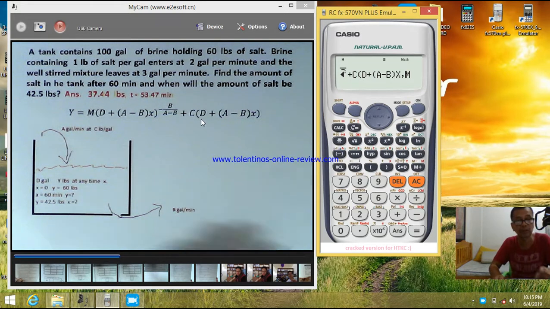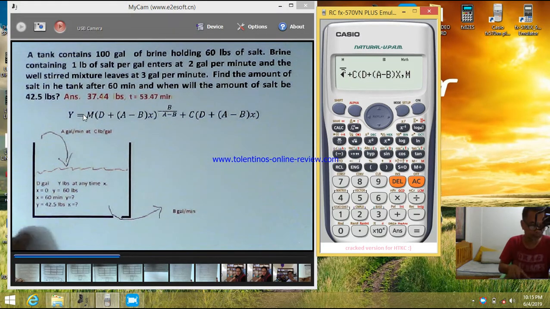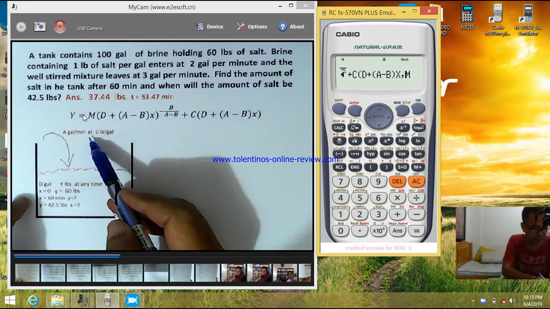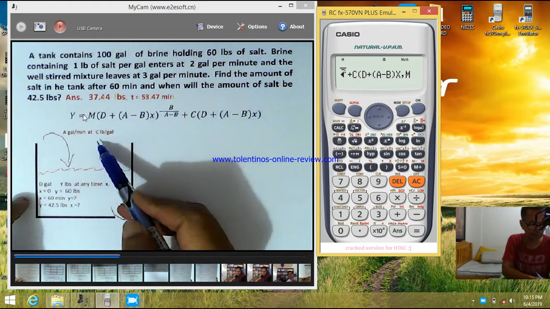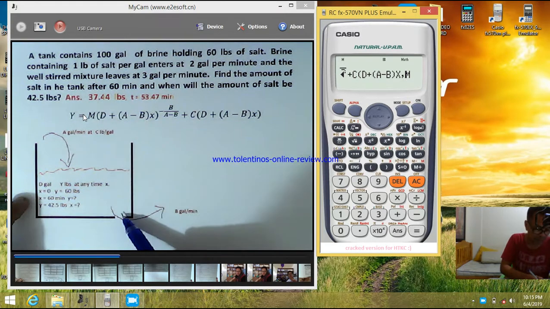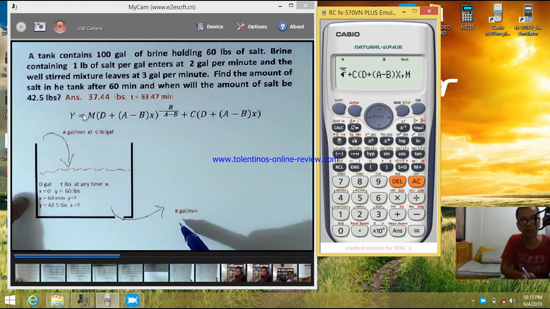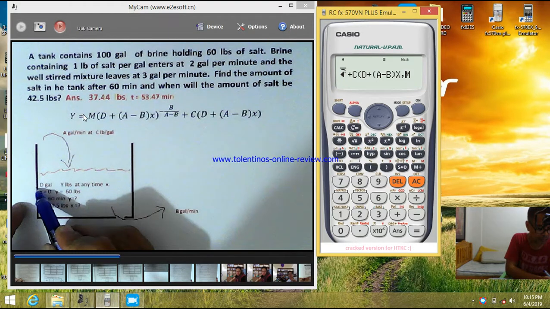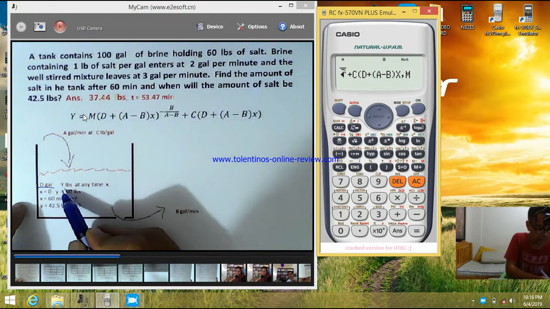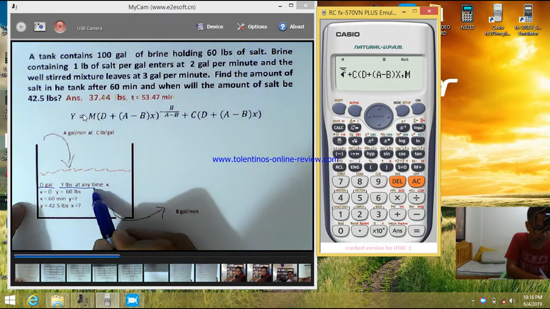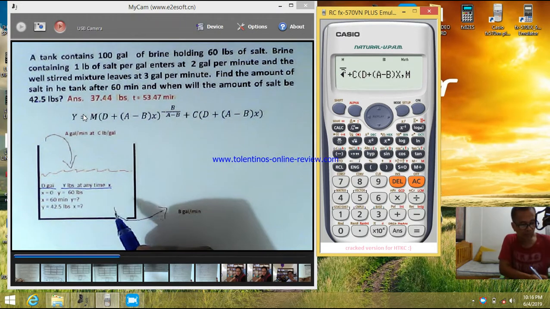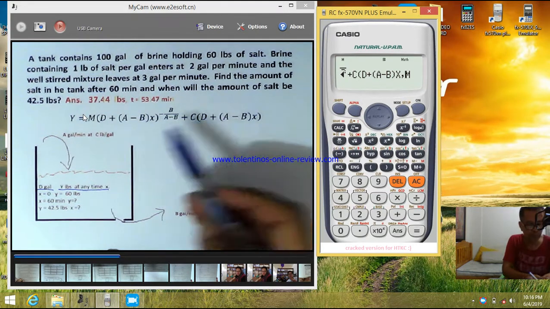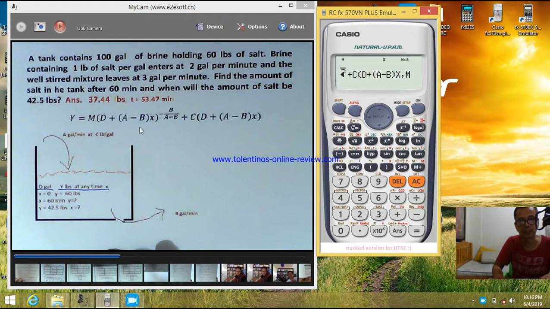This is the third installment of this mixing problem applications in differential equations. Let's say you have a tank where A gallons per minute of brine is entering at a concentration of C pounds per gallon, and the well-stirred mixture leaves at B gallons per minute. Initially, there are D gallons of brine and Y pounds at any time X. Now, the question is, what is the relationship between Y and the other variables?